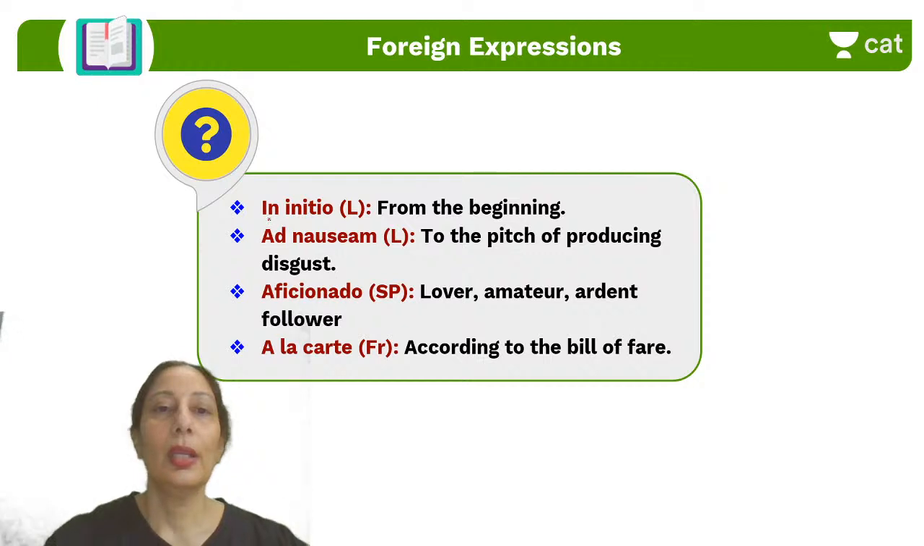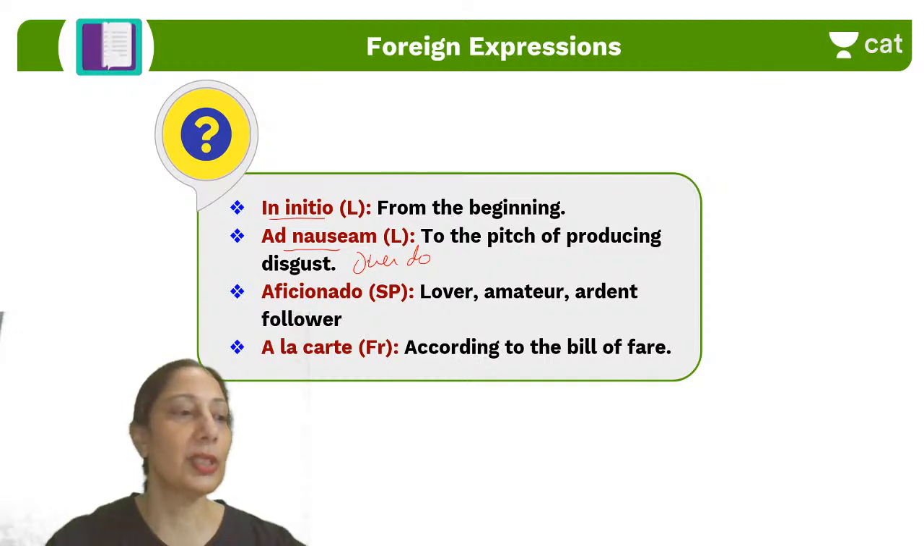Yes, write down. In initio means from the beginning. Ad nauseam means to the pitch of producing disgust. So something which becomes disgusting, nauseous, something which invites nausea is known as ad nauseam. When you overdo something, it is known as ad nauseam.